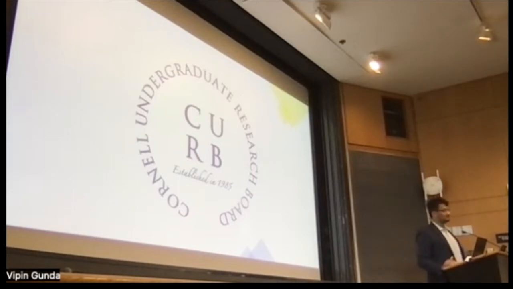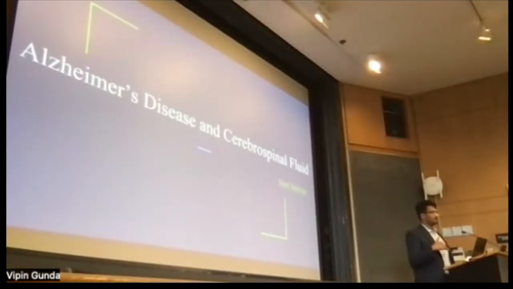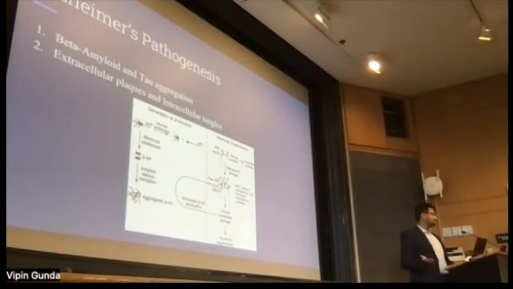Hi everyone, my name is Neil. I'm a junior in the College of Arts and Sciences, and I'm broadly interested in how Alzheimer's disease and CSF, or cerebrospinal fluid, are related. And to understand how these two are related, we sort of have to take a step back and look at what causes Alzheimer's disease. Pathologically, we know that Alzheimer's disease is caused by the buildup of two specific proteins, beta amyloid and tau.